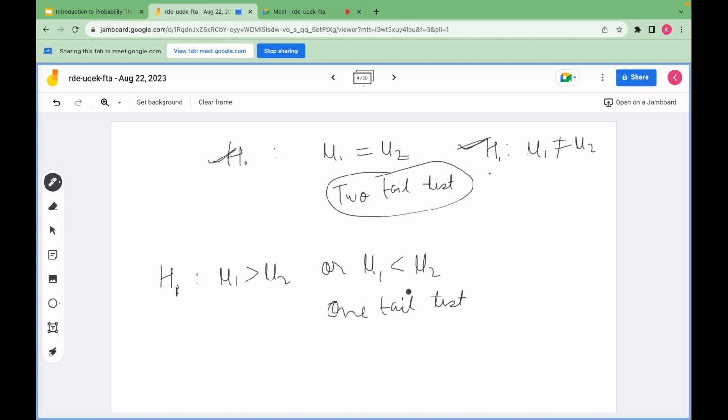Here we are only worried about whether mu1 is greater than mu2, or whether it is less than mu2. But in the two-tail case, we are just looking at whether they are equal or not. So mu1 can be greater than mu2 or mu1 can be less than mu2, and that's why for checking both these cases we use the two-tail test. But here we need to verify only one statement, whether it is greater than or equal to, or less than. So that's why we use a one-tail test.